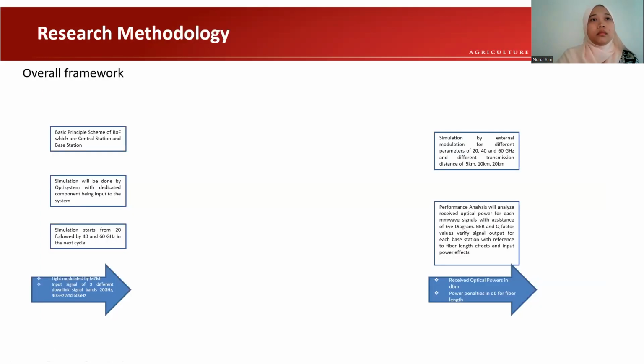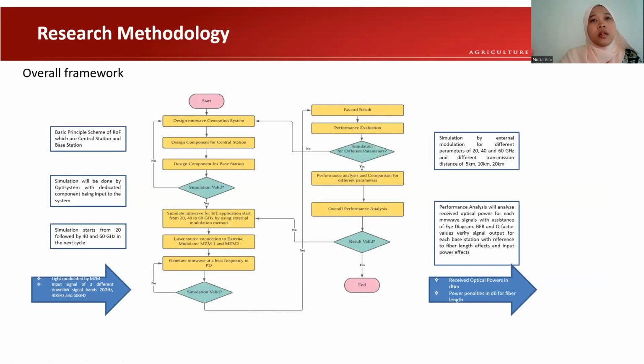So the overall framework that has been followed is from the start to the end. It starts from designing the generation system method, the components for the central station and base station, and then the simulation using the 3 frequencies, 20, 40, and 60 gigahertz, using external modulation, and the generating of millimeter wave at the beat frequency in the photodiode.